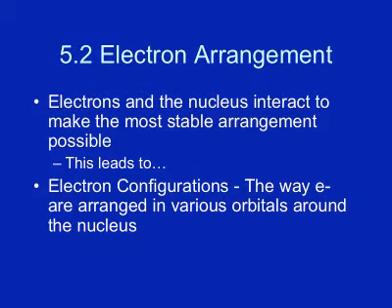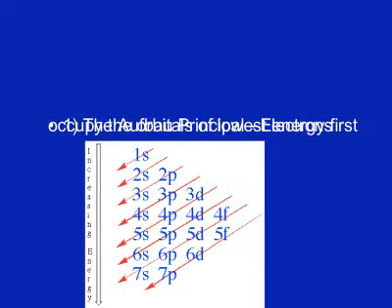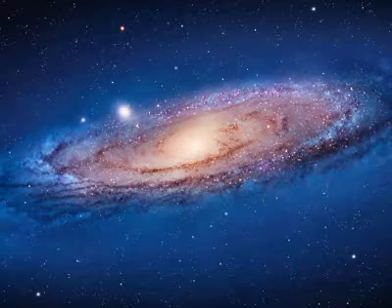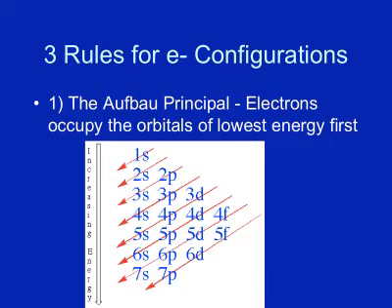Okay, so in order to do electron configurations, we actually have to follow a set of rules, and this is hopefully going to glue all of this information together. The first rule that we're going to talk about is called the Aufbau principle. Some of these have interesting names, because they are named after the scientists who discovered them or came up with the rule. The Aufbau principle says electrons occupy the orbitals of lowest energy first.